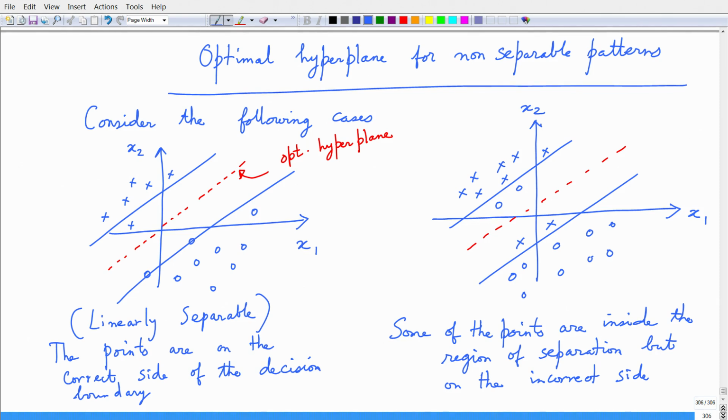So, obviously, in case A there are 0 errors, in case B it leads to a misclassification. This has misclassified points. So, therefore, the error is not 0.